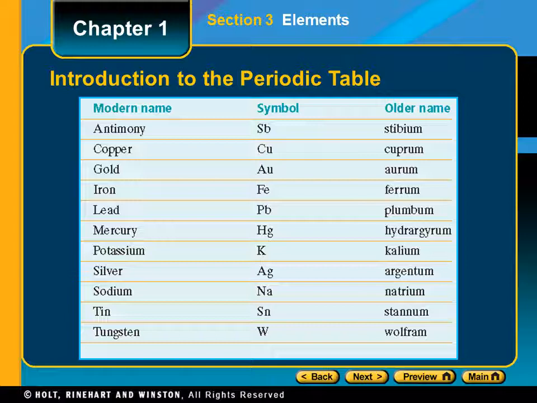Those make sense. Why is potassium a capital K? Why is mercury a capital H, lowercase g? This is because some of these, their symbols were based on the older names. So notice copper is capital C, lowercase u. Well, that's because the older name of copper was cuprum. Okay, so some of these you're just going to have to memorize.